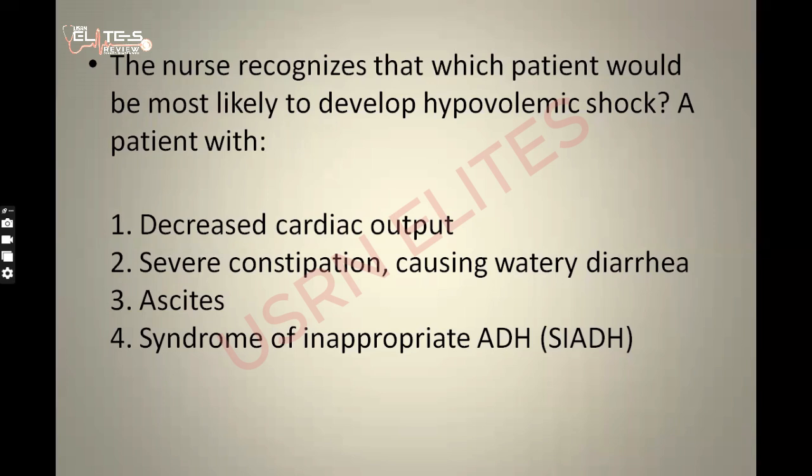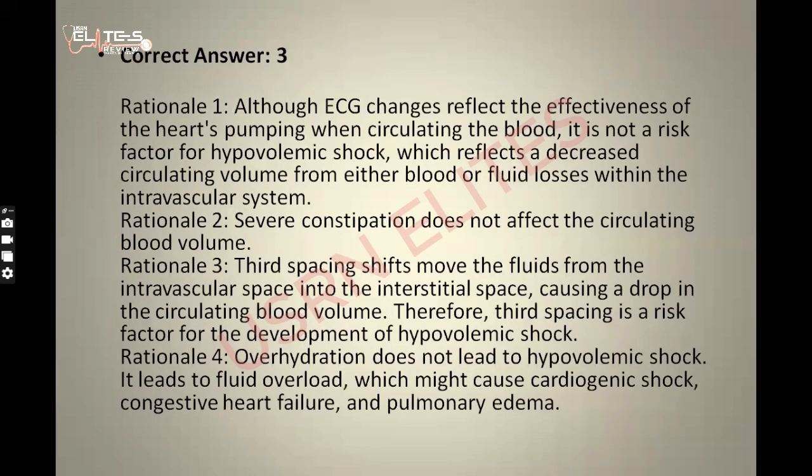When you have ascites, ask yourself, all those fluids sitting in between the interstitium, where are those fluids coming from? So they come from the intravascular spaces. Then they enter into those tissue spaces. So the answer is ascites. Please, you can quickly go through the rationale. So that's an example of a third space.